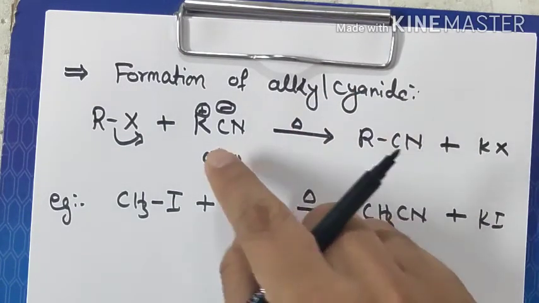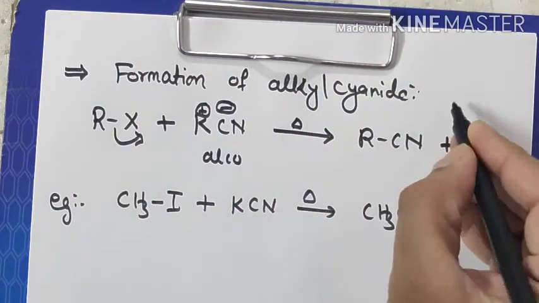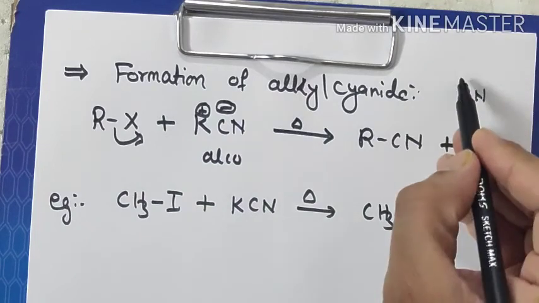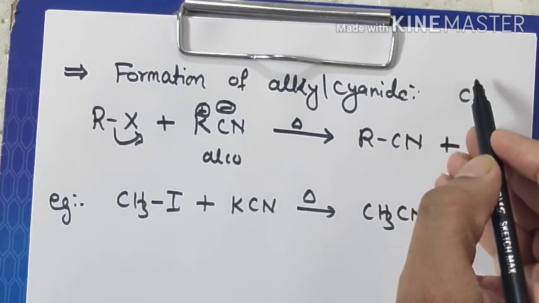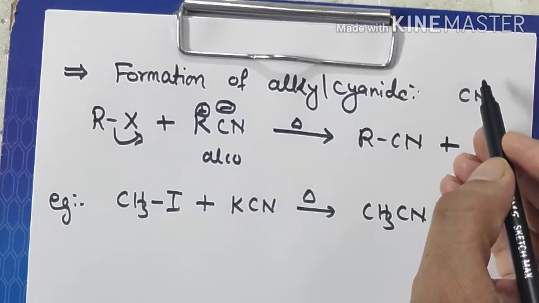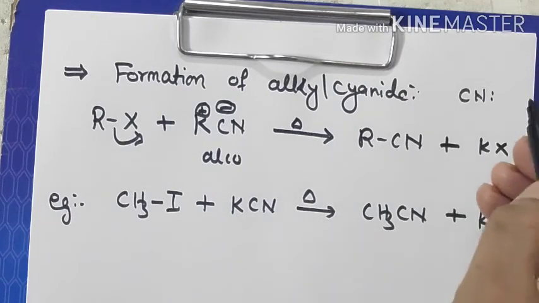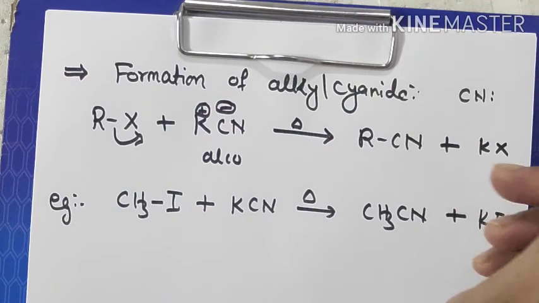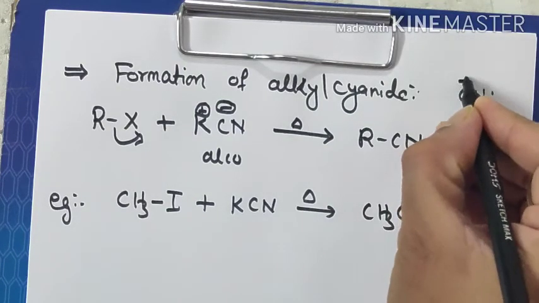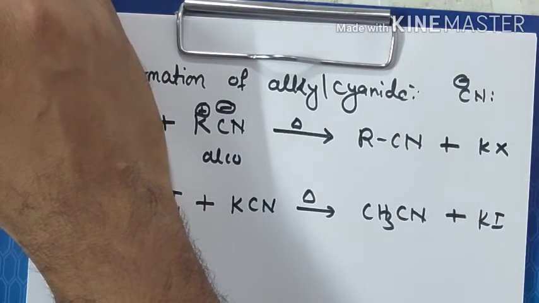Okay student, now here one thing, this CN minus, if I write here CN minus, this CN minus is actually ambident. What is ambident? Ambident means it has two possibilities to attack. Here nitrogen also has a lone pair of electrons, and this lone pair of electrons can also attack the substrate. Here carbon has negative charge, it is also rich in electrons, so it can attack too.